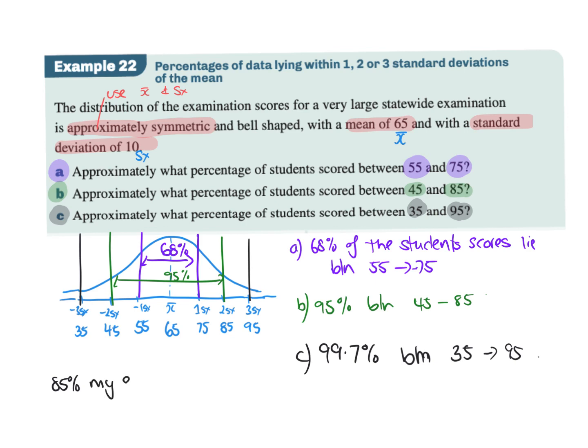Okay? So if I got 85% on my exam, I'm going to say I'm in the top 16%. Why do I say that? Because, I shouldn't say that. I'm in the top 2.5%. Because when you have 2 standard deviations, this little pocket is 2.5%. So because I got an 85, I can say I'm in the top 2.5%.